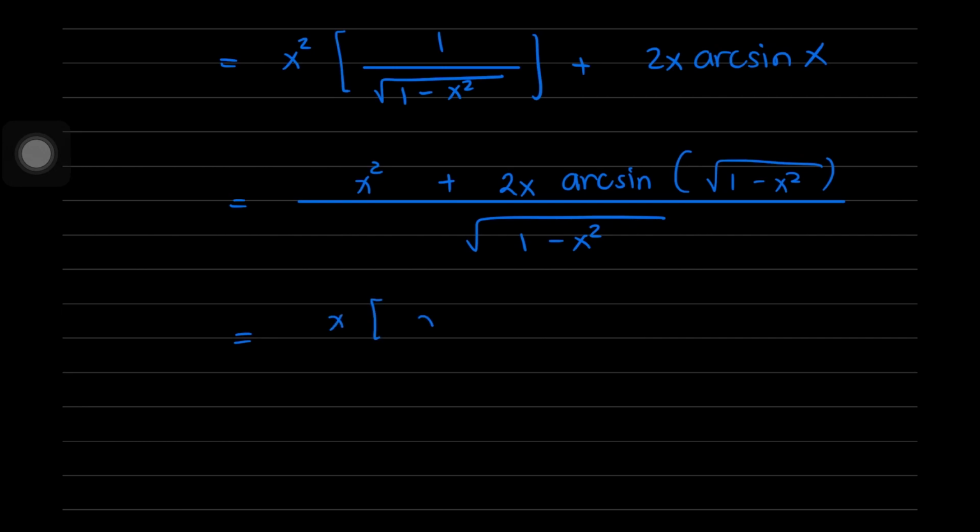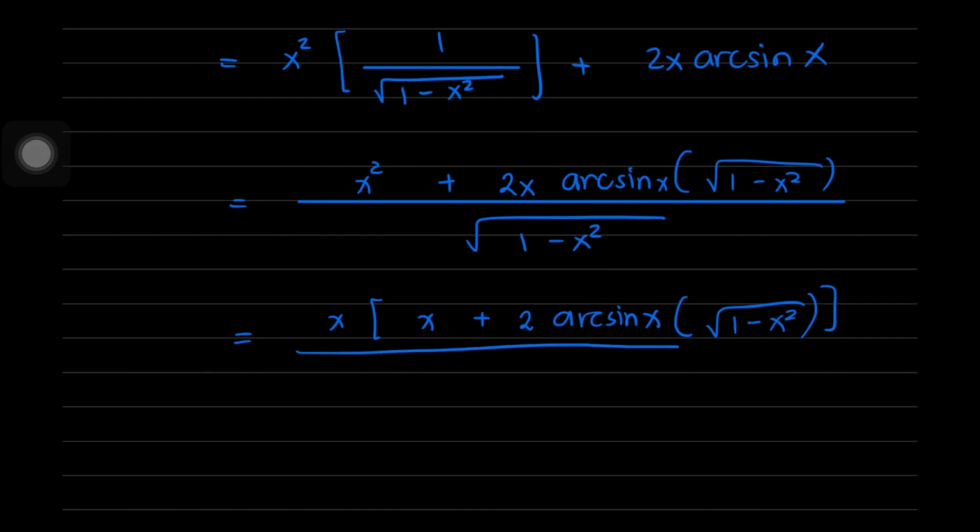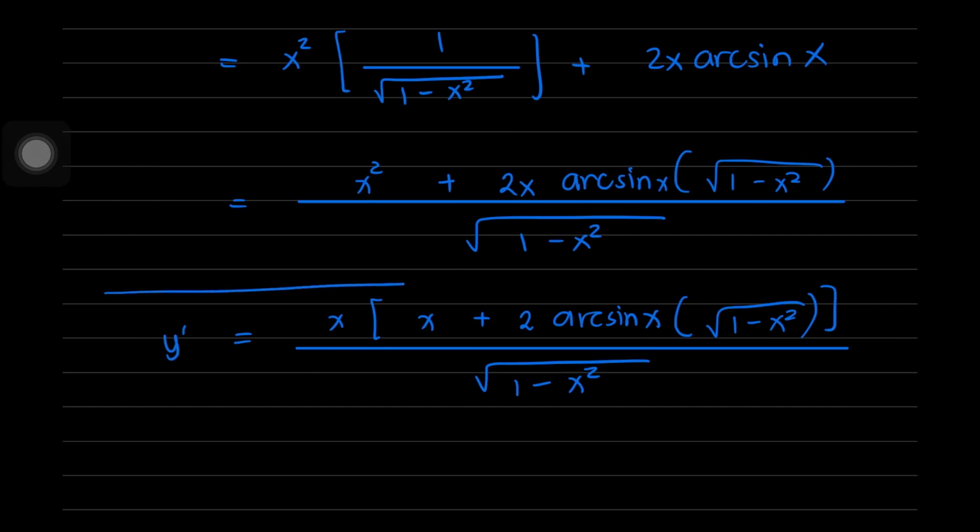So that would now be x plus 2 arc sine of x, multiplied by the square root of 1 minus x squared, all over the square root of 1 minus x squared. So this would now be our final answer.